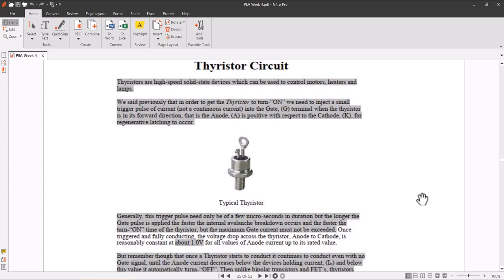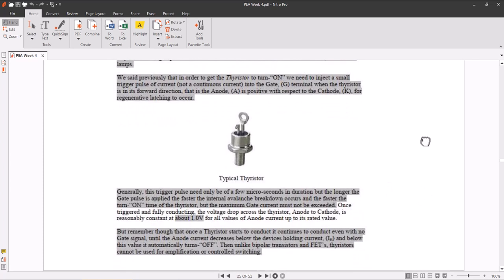Generally, the trigger pulse needs only a few microseconds in duration, but the longer the gate pulse is applied, the faster the internal avalanche breakdown occurs and the faster the turn on time of the thyristor. But the maximum gate current must not be exceeded. Once triggered and fully conducting, the voltage drop across a thyristor from anode to cathode is reasonably constant at about 1 volt for all values of anode current up to its rated value.